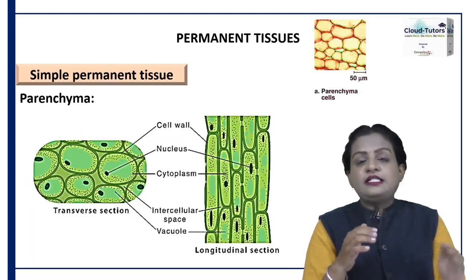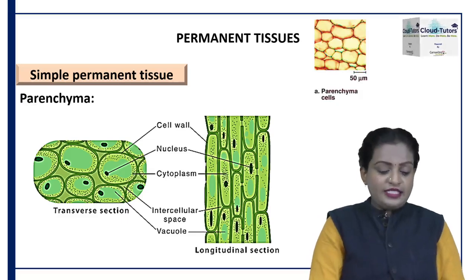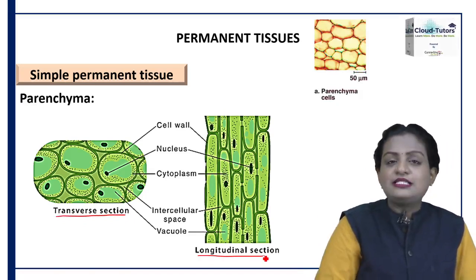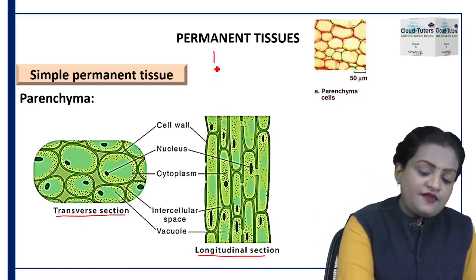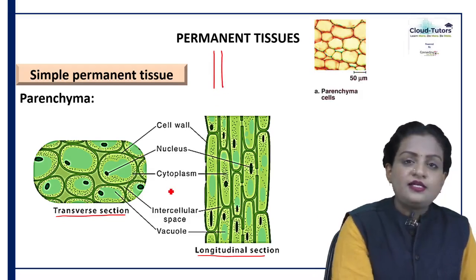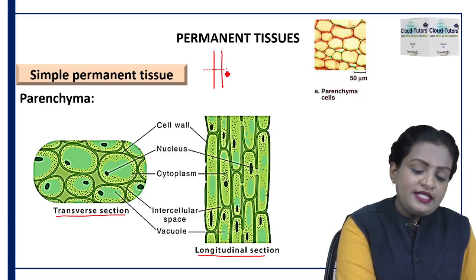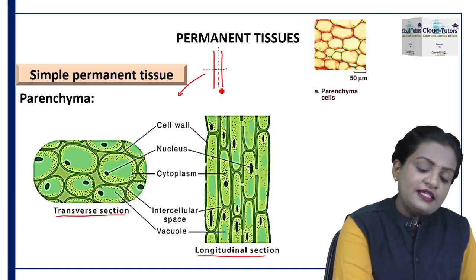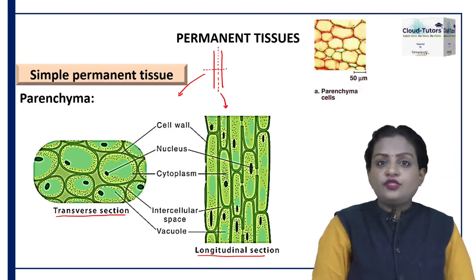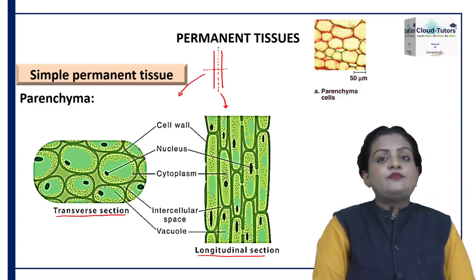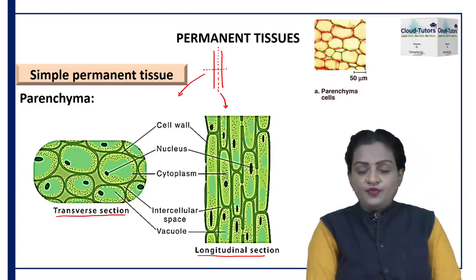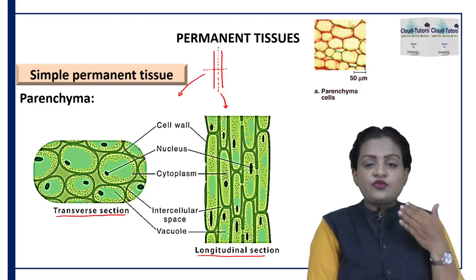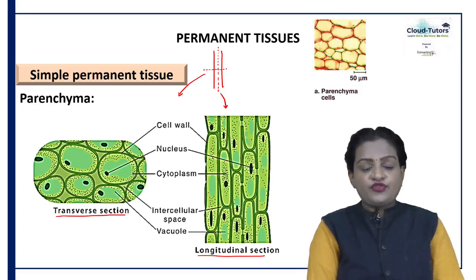Parenchyma, when studied under a microscope, looks something like this. We have two types of sections: one is the transverse section, one is the longitudinal section. What is the difference? If I take a stem like this and cut it horizontally, that becomes a transverse section, and if I cut it vertically like this, it becomes a longitudinal section. On both sectional views we have to observe parenchyma, because cells are three-dimensional. They are not 2D, so you can't observe from one angle and tell the shape of the cell.